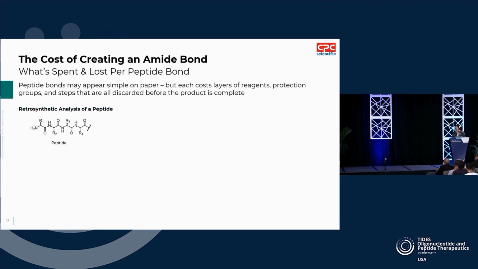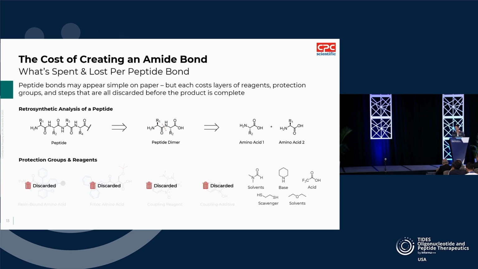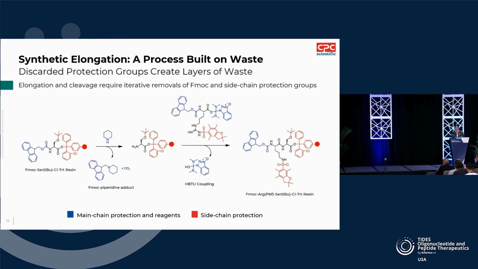So synthetic peptide formation is not very energy efficient. To make a single amide bond here, you have your peptide dimers, you start with 2 amino acids, and in order to do that, multiple reagents and protecting groups are required in this process that are not ultimately incorporated into your final product. And so as you can see here, all these groups at the bottom will all be discarded in the process. So here you can really visualize the waste in the process.